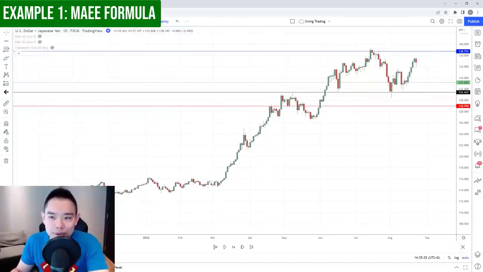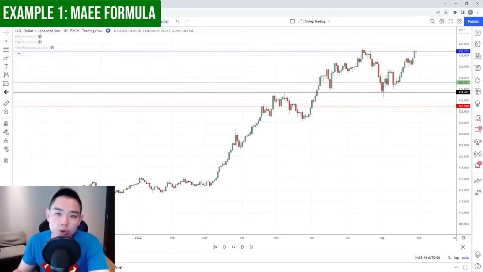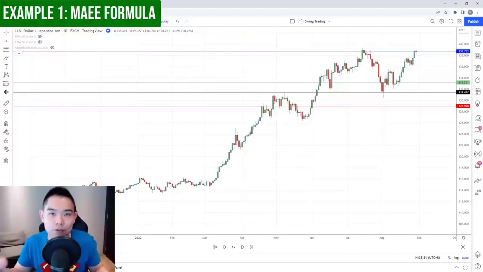So close! At this point, traders might be tempted to take profit, but remember, you already set your target ahead of time. It's planned. Let the market do its thing. In this case, you can see shortly afterwards, you would have exited this trade for a profit. So again, this would have been a winning trade. That's pretty much how the MAEE formula works.